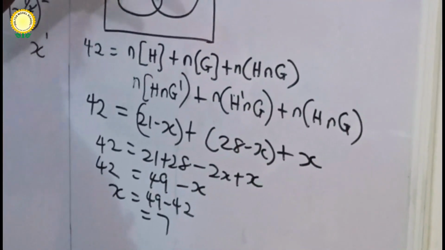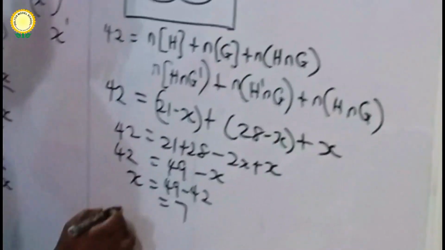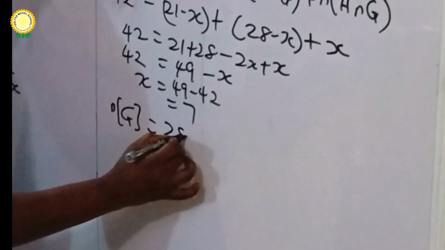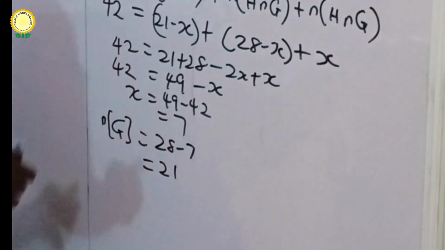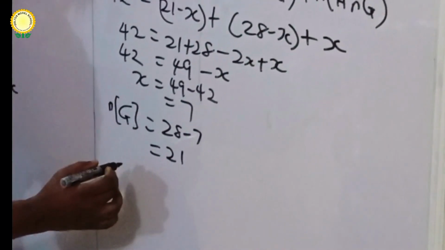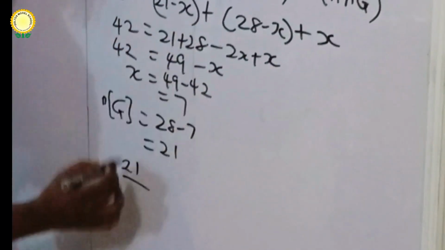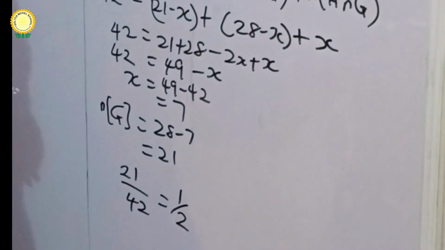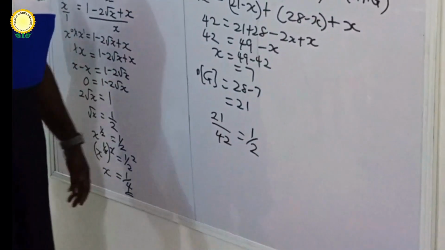So find the probability that the student selected at random from the class offers government only. The number that is offering government only will be 28 minus 7, which is equal to 21. Remember, probability is what we want to find. That will be 21 over the total number of students, which is 42. If you divide by 21, you have 1 over 2. Probability should be in fraction. Probability that this will happen. And that's why we have 1 over 2.